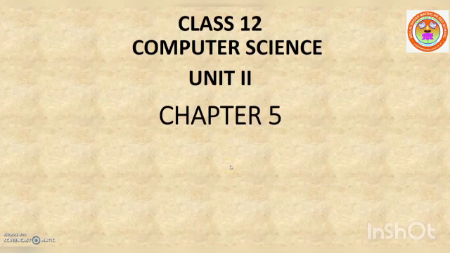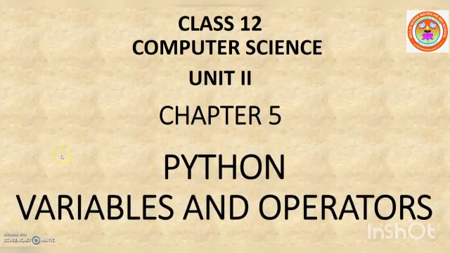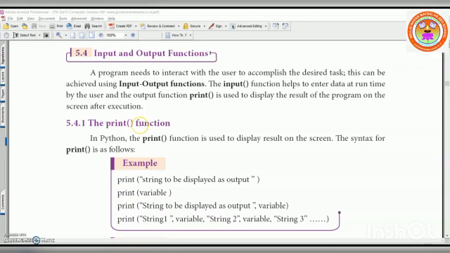You all know I started chapter 5 in my last video. This video is a continuation of that: Python variables and operators. In my last video, I explained the introduction to Python. Then there are two modes, script mode and interactive mode. Then how to enter small scripts in script mode, and in interactive mode, how to use Python as a small calculator. Everything I explained in my last video session.